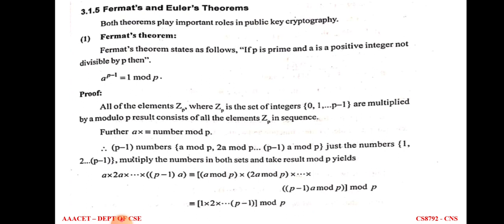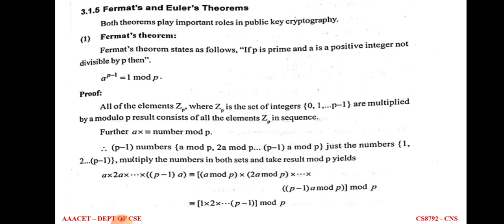Let us take the equation. We take the p minus 1 numbers, and we apply the multiplication operation with the particular element a. The numbers can be written as a mod p, 2a mod p, 3a mod p, up to (p minus 1)a mod p. It is just an indication of the numbers 1, 2, up to p minus 1. So multiply the numbers in both sets, and take the result modulo p.